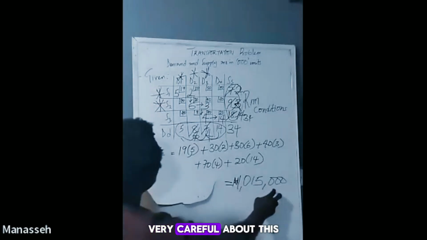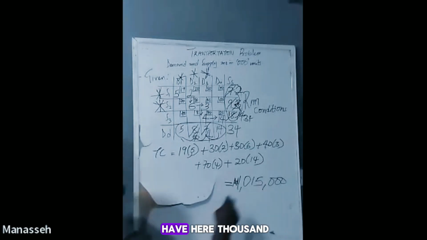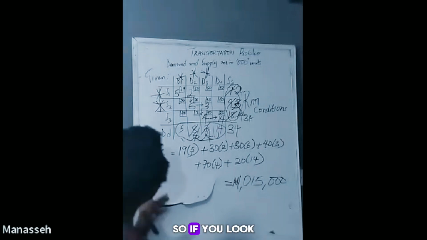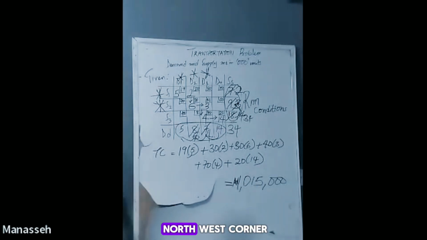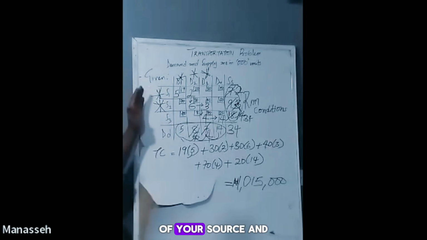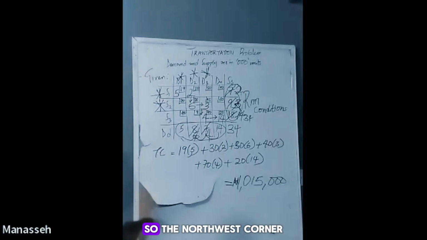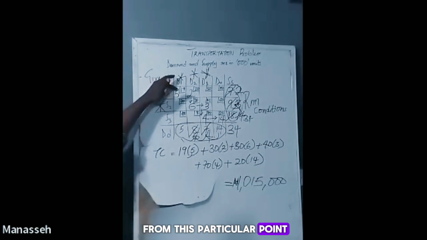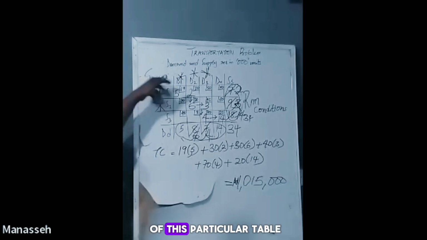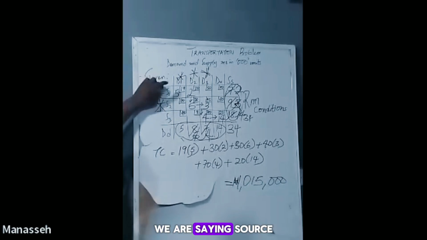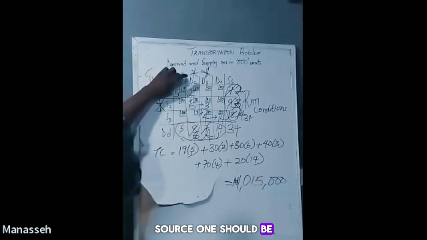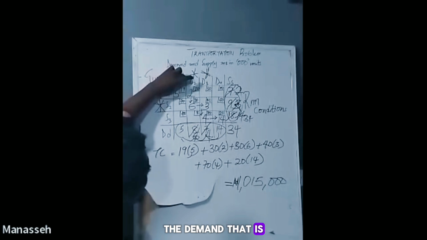Now you have to be very, very careful about these particular signs that we have here. Thousand. If you have been told it's thousand, you have to put it in the thousand. So if you look at what we have done with respect to northwest corner, it is very simple. It's all about the geographical location of your source and your destination. So the northwest corner method is only saying that if you are starting from this particular point, which is northwest of this table, source 1 should be able to meet up with demand 1, the demand that is closer to it.